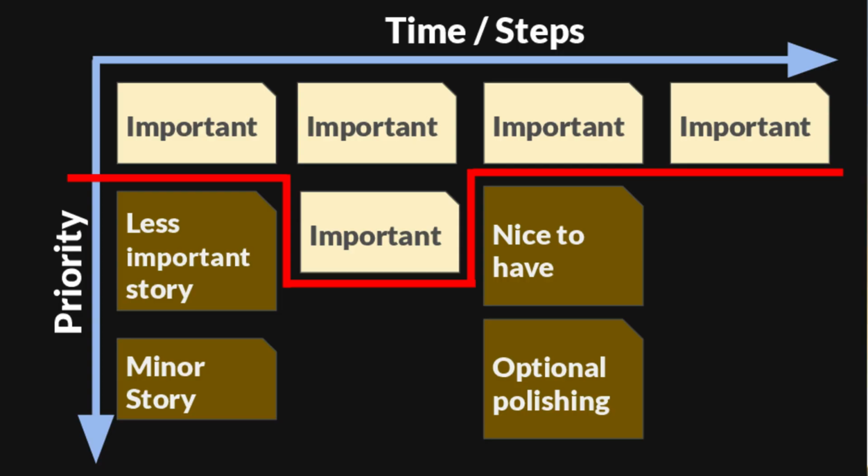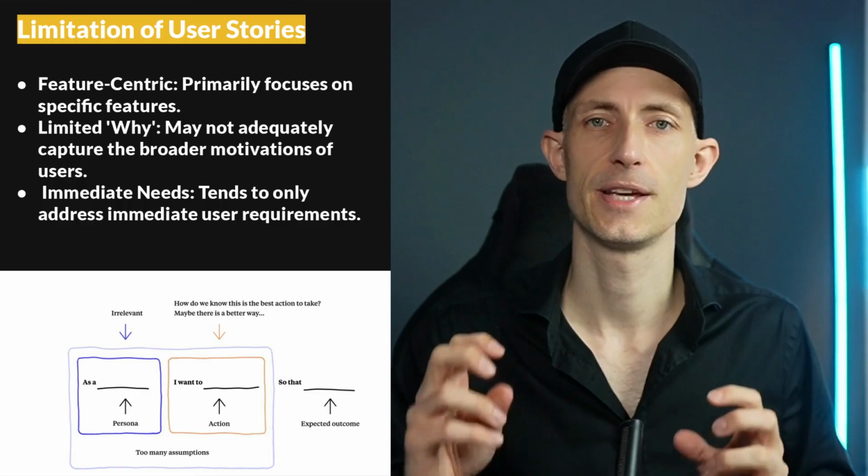And the priority means there might be some story which is just a nice to have. So we can carve that out and we don't need it for the MVP. So the red line here, everything above the red line denotes our MVP. User stories come with a couple of limitations. The main thing is they're user-centric.